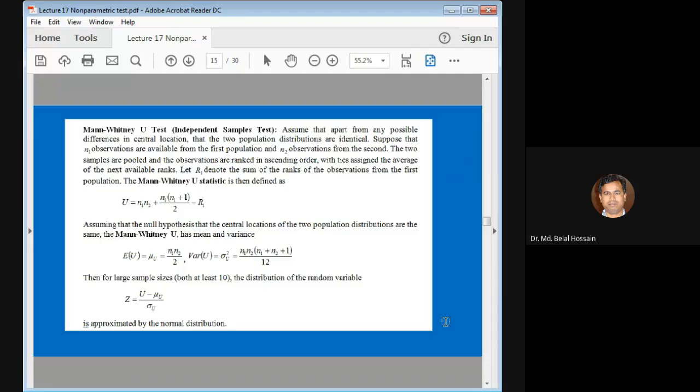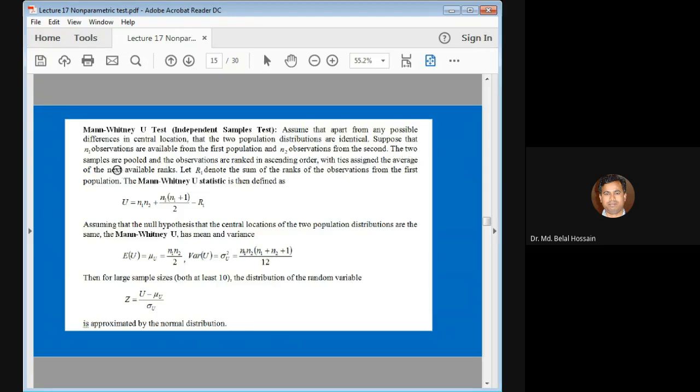We have n1 n2 in the next one, possibly you are talking about this. Okay, this Mann-Whitney U-test is equivalent to independent sample t-test. So in non-parametric test, this Mann-Whitney U-test will test whether two independent samples are different or not. Assume that apart from any possible differences in central location, the two population distributions are identical. Suppose that n1 observations are available from the first population and n2 observations are from the second population.